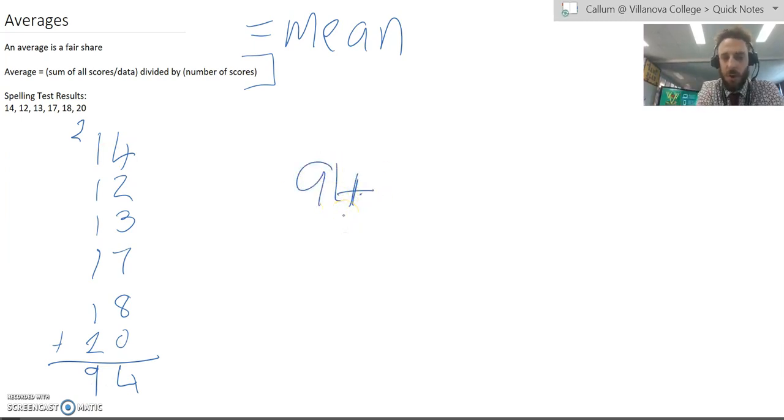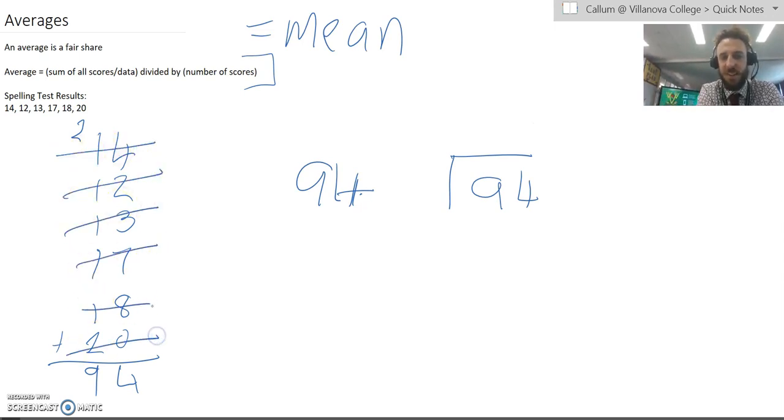Now I need to divide that, so take my 94 and divide it by the total number of scores. So in this one there was 1, 2, 3, 4, 5, 6 different points of data. So if I do 94 divided by 6, I'll have come up with my average. I didn't work out these numbers to figure if it's going to go evenly, so there may be a remainder, but we'll see how we go.